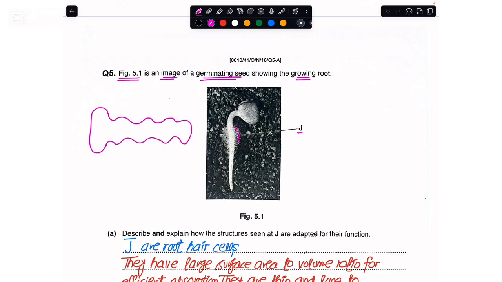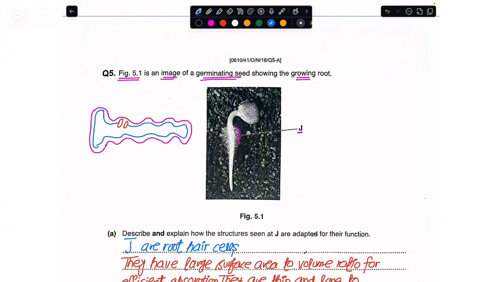And if I come immediately below the cell wall, there would be the presence of the membranes, and these membranes are the cell membrane. And one of the good features about the cell membranes of the root hair cell is the availability of some specialized transport proteins, and they are the carrier proteins. These carrier proteins are important for the active transport of the ions, or for facilitating the movement of the ions.